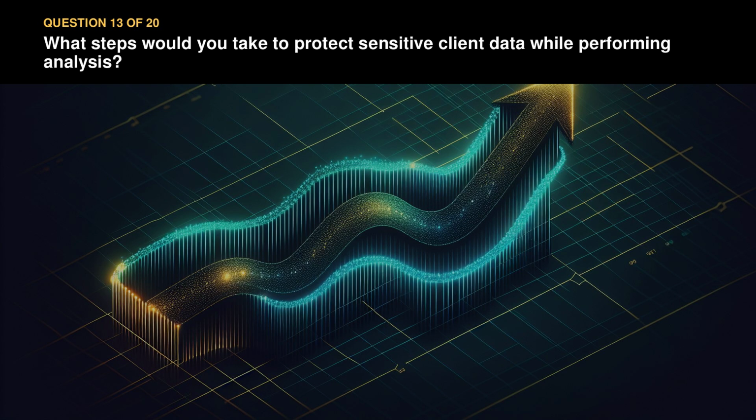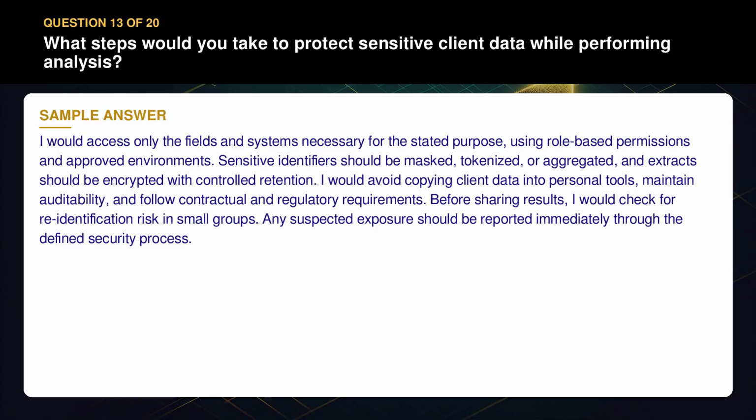Question 13. What steps would you take to protect sensitive client data while performing analysis? I would access only the fields and systems necessary for the stated purpose, using role-based permissions and approved environments. Sensitive identifiers should be masked, tokenized, or aggregated, and extracts should be encrypted with controlled retention. I would avoid copying client data into personal tools, maintain auditability, and follow contractual and regulatory requirements. Before sharing results, I would check for re-identification risk in small groups. Any suspected exposure should be reported immediately through the defined security process.